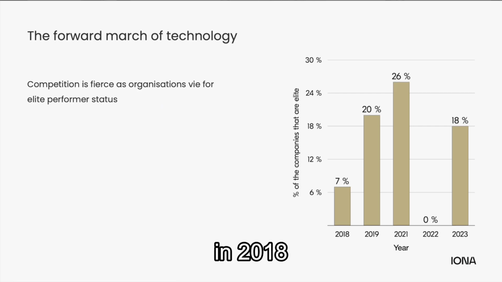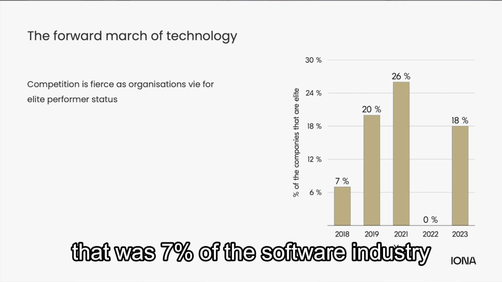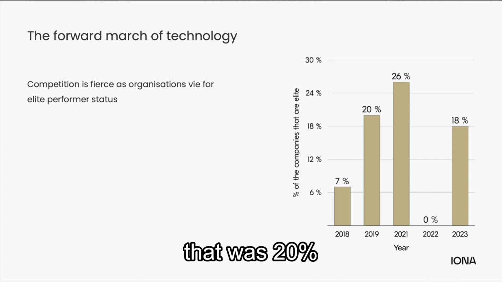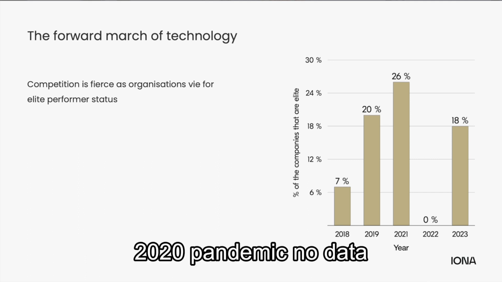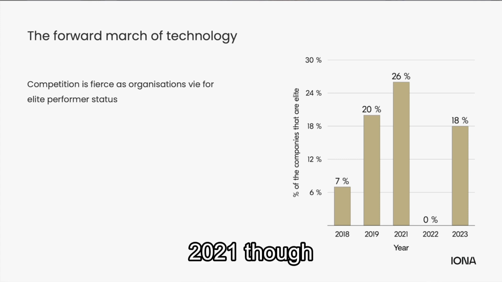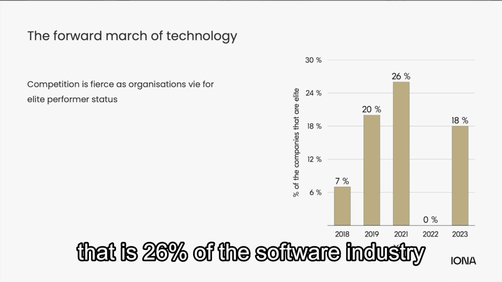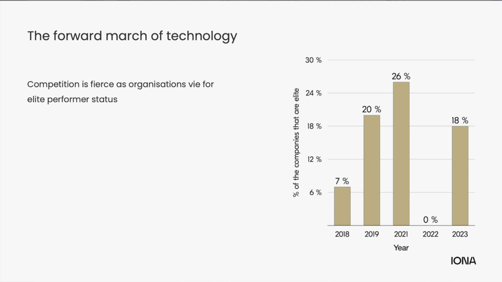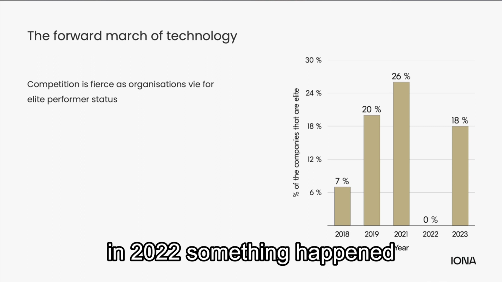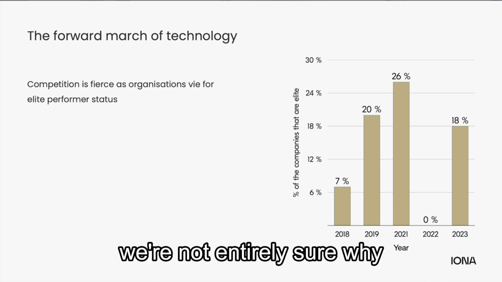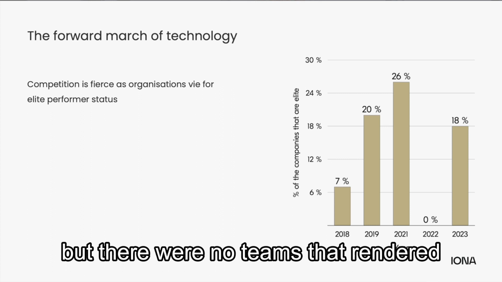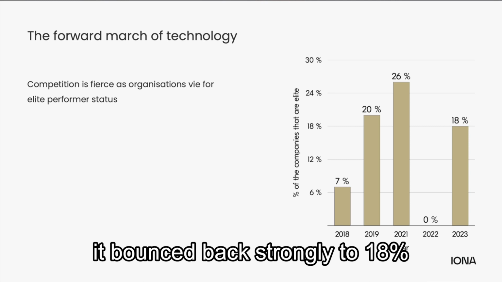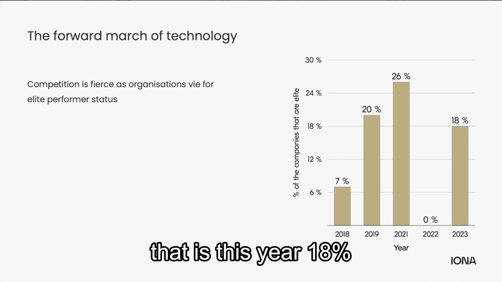In 2018, that was 7% of the software industry who rendered elite level performance. In 2019, that was 20%. 2020, pandemic, no data. 2021, though, 26% of the software industry was able to yield this level of performance. In 2022, something happened. Maybe you have guesses. We're not entirely sure why, but there were no teams that rendered elite level performance. And in 2023, it bounced back strongly to 18%. That is this year, 18%.